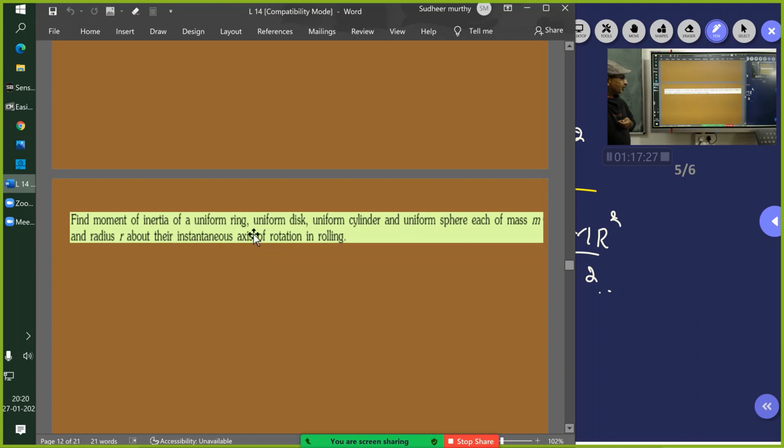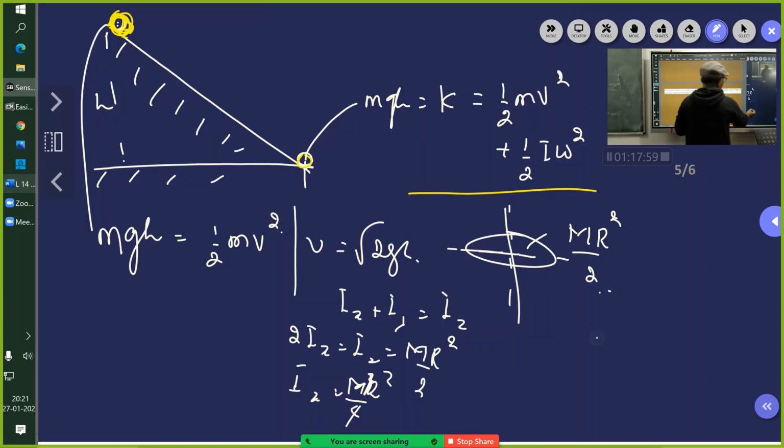So find the moment of inertia of a uniform ring, uniform disk, and uniform cylinder, each of mass m and radius r, about the instantaneous axis of rotation in rolling. Can you do this? So we have found it through the centroidal axis. Now, using the parallel axis theorem, you can find it about the instantaneous axis of rotation. Okay, so just do it for one case.